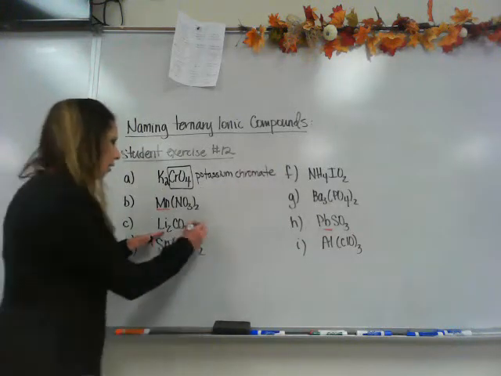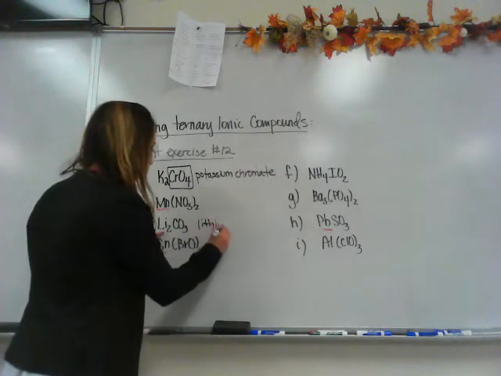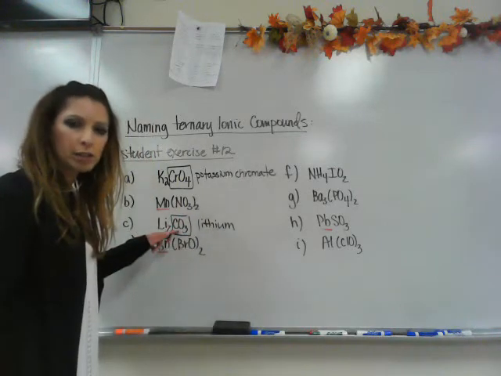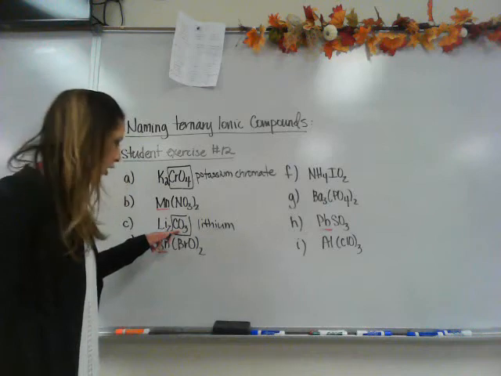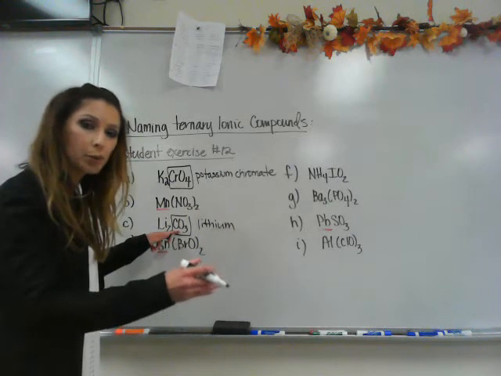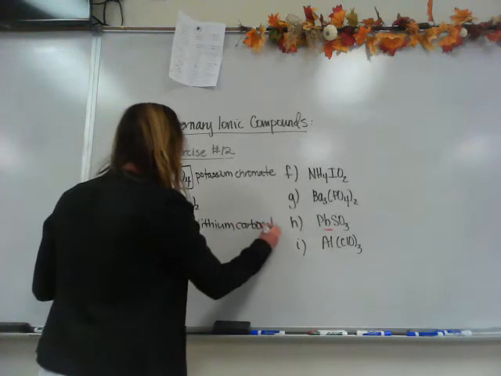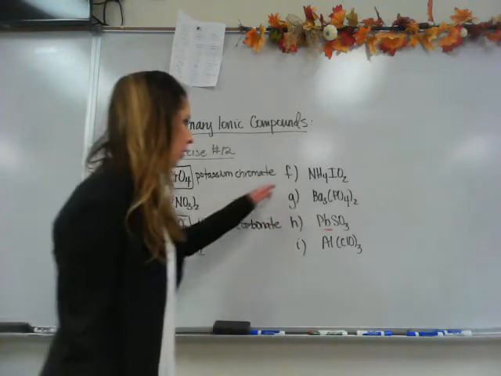For C, Li is lithium. And then CO3 is a polyatomic ion. It's oxygen attached to carbon. You look at the right-hand side of that numbering system I taught you to use. CO3 is carbonate. Skip D and go to F.